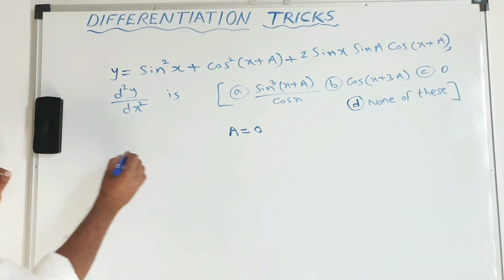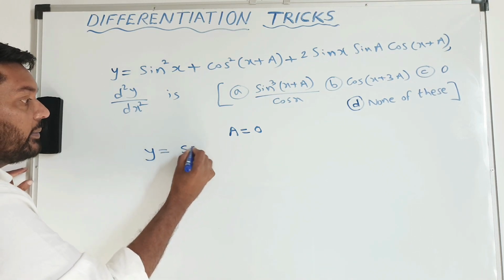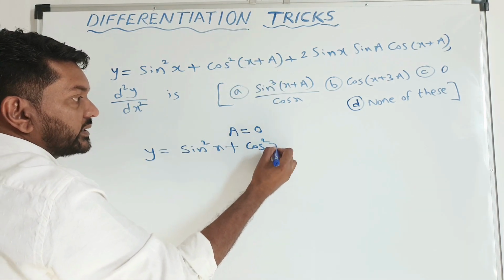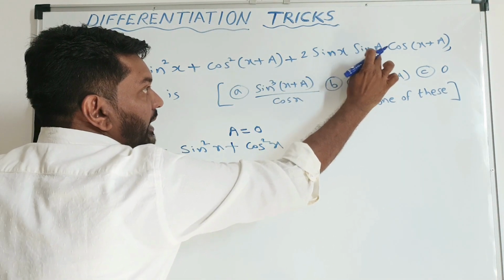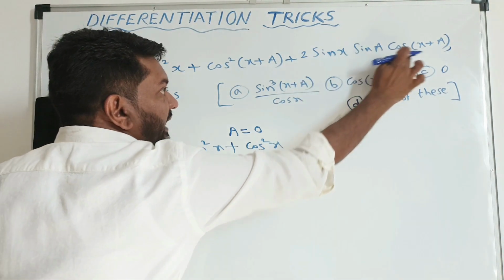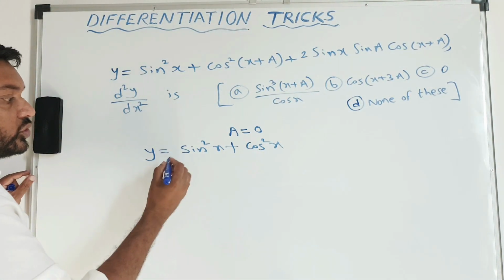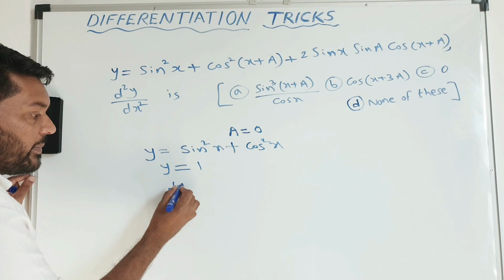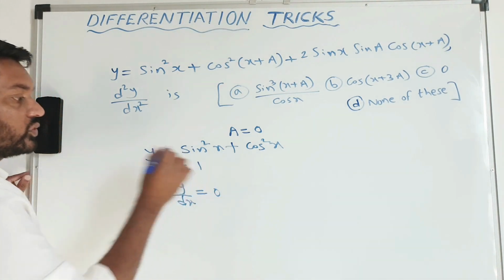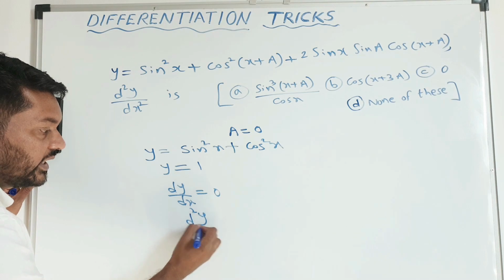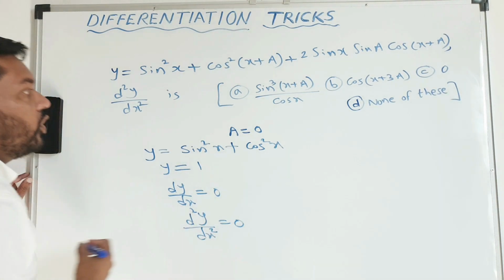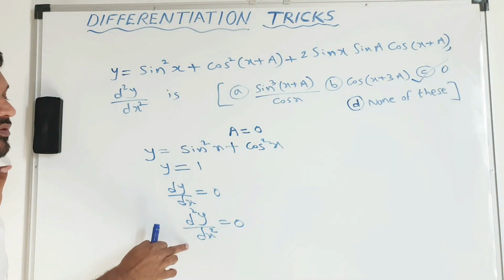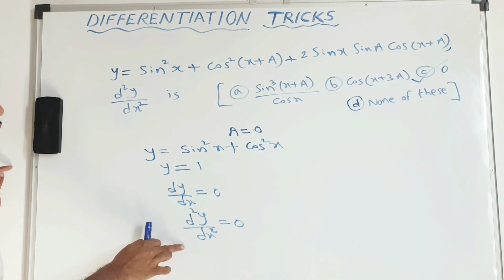It's trial and error. So I am substituting a as 0, so it will become sin square x plus, when a is 0, it will become cos square x. And here 2 sin x sin a means sin 0. Sin 0 is 0, so this entire term will be 0. So you are getting y equal to sin square x plus cos square x, which is 1. So dy by dx will be 0 because the differentiation of a constant is 0. Once again when you differentiate, 0. So option C, 0, is our correct answer. You got the answer very easily by using this substitution trick.